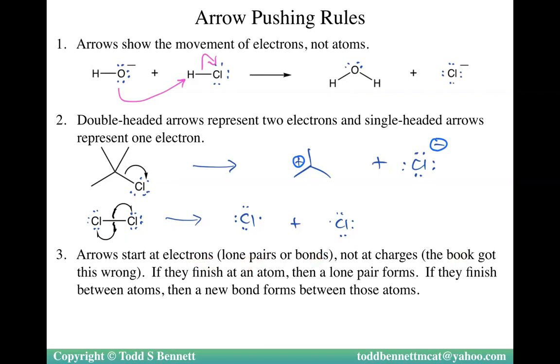Now at charges, the book got this wrong, actually, which is kind of interesting. The book has a lot of examples where they cross this up. And if they finish in an atom, it becomes a lone pair, like it does here. And if they finish between atoms, like it does here, between the O and the H, then it's a bond. So hopefully that seems okay.